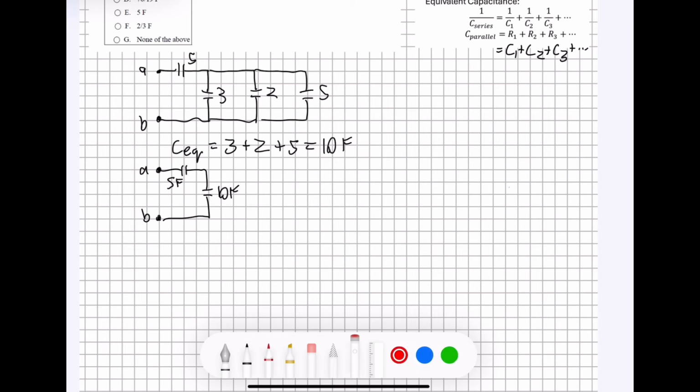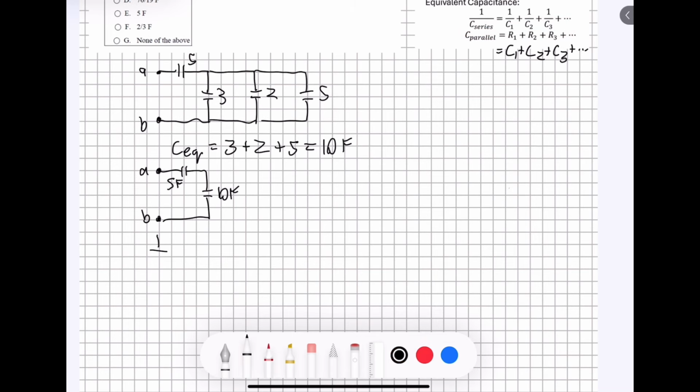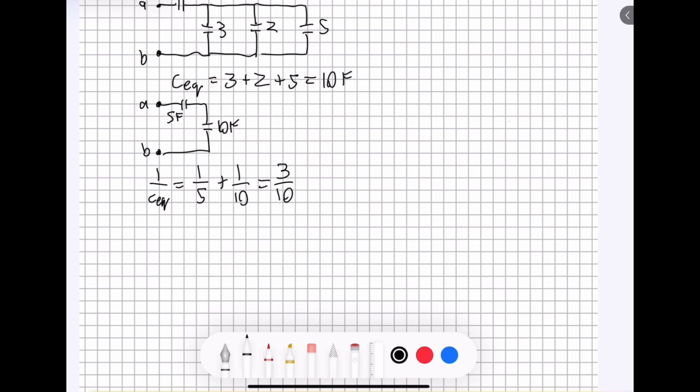Now these 2 capacitors, the 5 farad and the 10 farad, are not in parallel, they are in series with each other, which means that we have to use this equation up here, the capacitance in series equation, and that's going to give us that 1 over the equivalent capacitance is going to be 1 over C1, which in this case is 5, plus 1 over C2, in this case 10. If you add those 2 together, you're going to get 3 over 10. But remember, we still have to flip this fraction because our equivalent capacitance is on the bottom of the fraction on the other side of the equal sign over here.